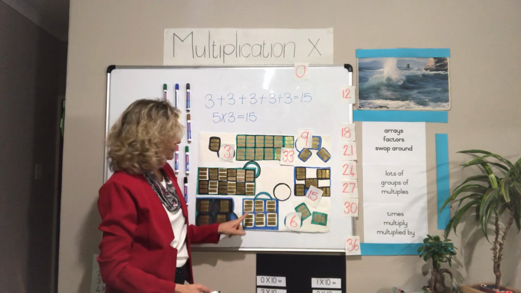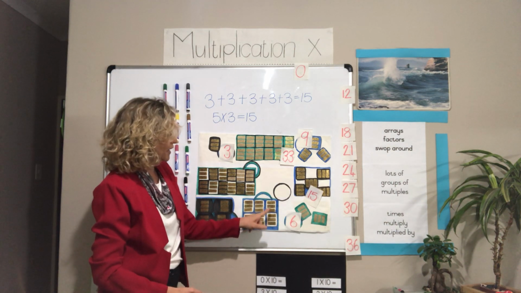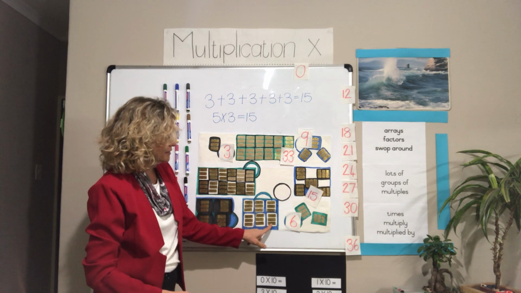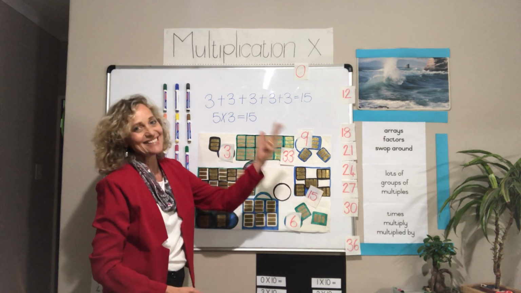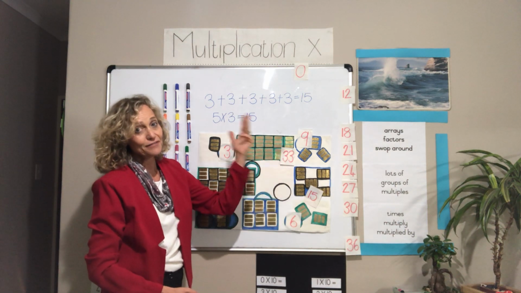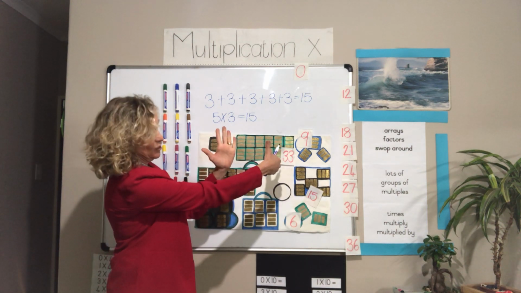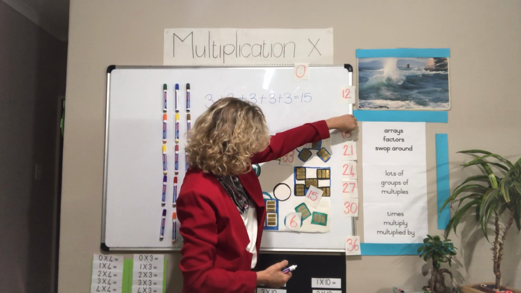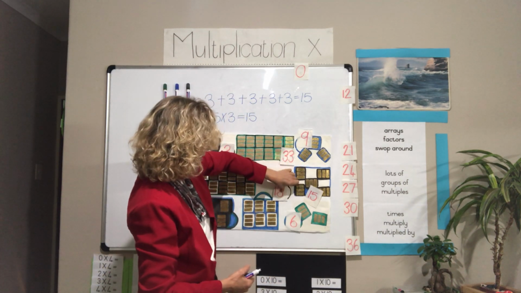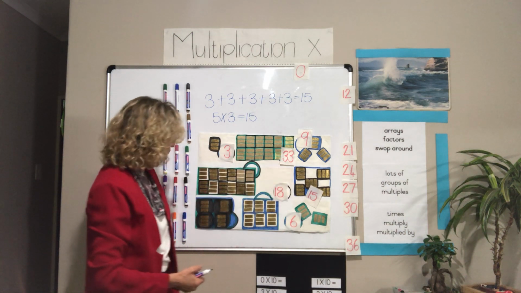We've got 1, 2, 3, 4, 5, 6. 6 lots of threes here. 3, 6, 9, 12, 15, 18. When I've counted 6 times, I get all the way up to 18. So I put the 18 in there.